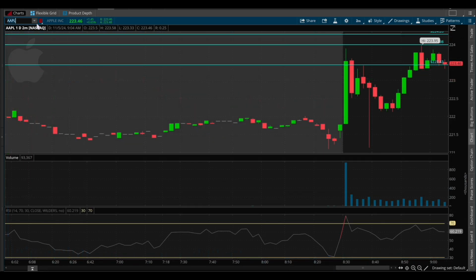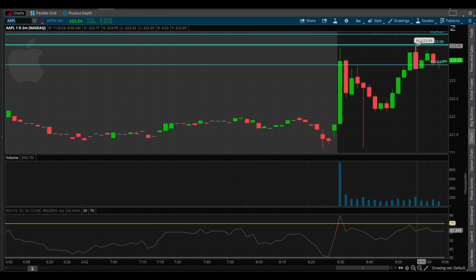Okay, so as we can see here, I have Apple pulled up on the chart, of course, and you can see I've already charted a few price levels, mainly this 223.98. And we can see the high for the day, at least so far, has reached 223.95, which is almost exactly what I've already charted for price levels, which lets me know that my evaluation was correct.